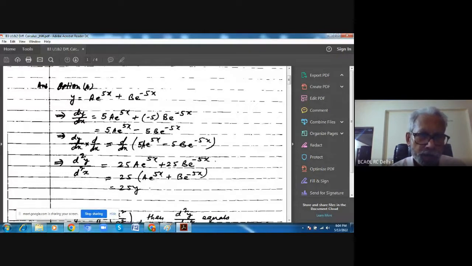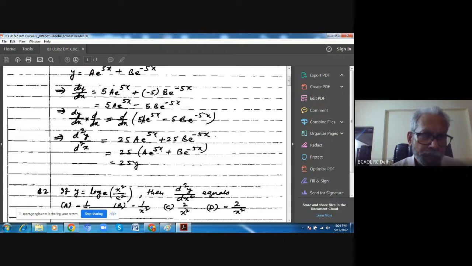This is your question. Y is given. So dy by dx, first you have to do it. 5 is coming outside. A e to the power 5x you have written. Here also minus 5 is coming outside. And B e, first you just segregate it. Then I do it. In this case, you see I change the minus symbol.